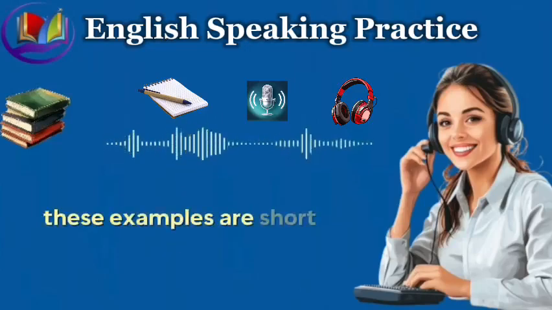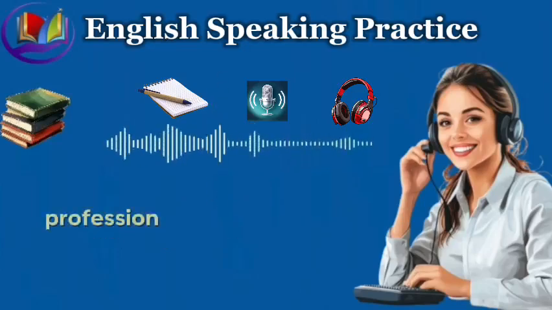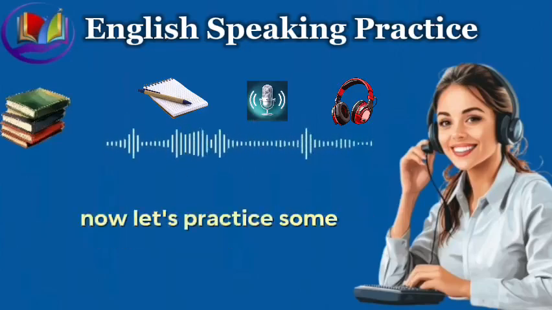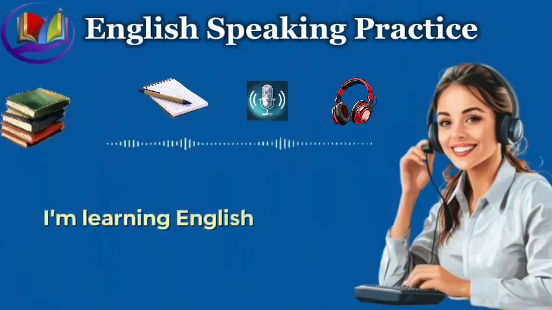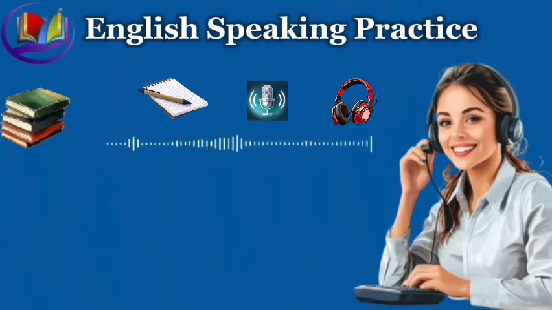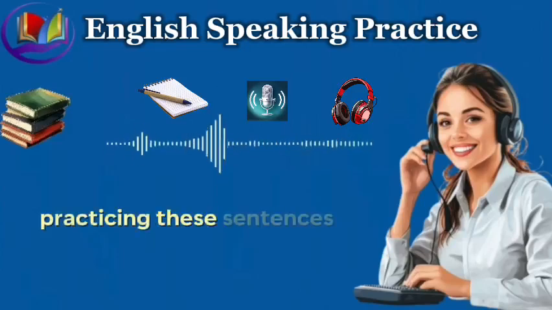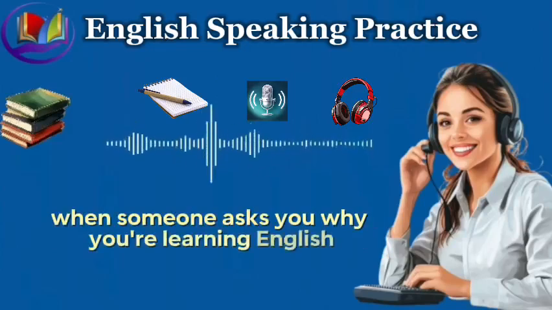These examples are short, clear, and very effective. They combine identity, profession, goals, and language learning in a natural way. Now, let's practice some sentences together. Repeat after me. I'm learning English to help me in my future career. I want to speak English fluently so I can study in an English-speaking country. I've always wanted to learn English because I love watching movies and reading books in English. Practicing these sentences can help you feel more confident when someone asks you why you're learning English.